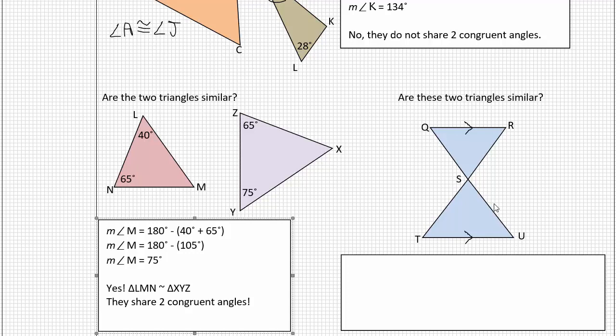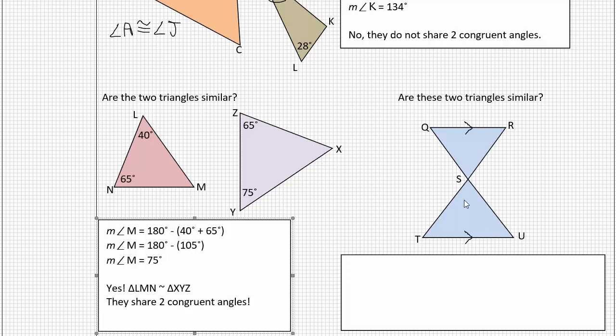So for this one, make sure again you have your diagram drawn in. We're going to do this all without numbers. And so we're going to rely on our vocabulary and things we know about parallel lines. So this arrow right here on line TU matches this one on QR. So what that's telling us is that line segment QR is parallel to line segment TU.